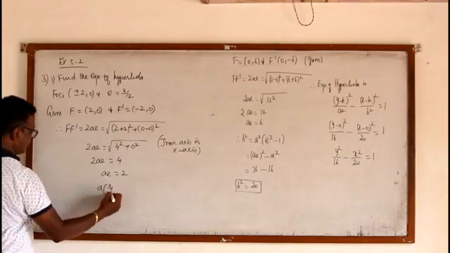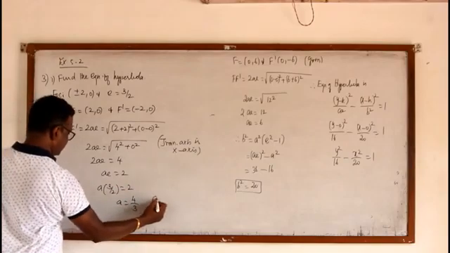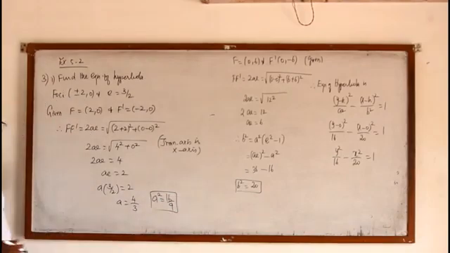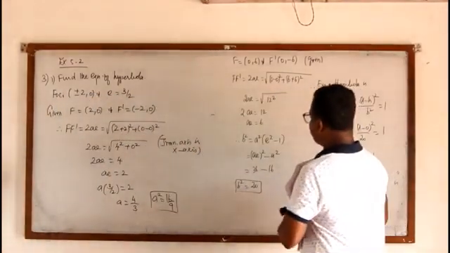We have the value of e. So a into 3 by 2 equals 2. A equals 4 by 3. So a square is 16 by 9. Now we shall find the value of b now.